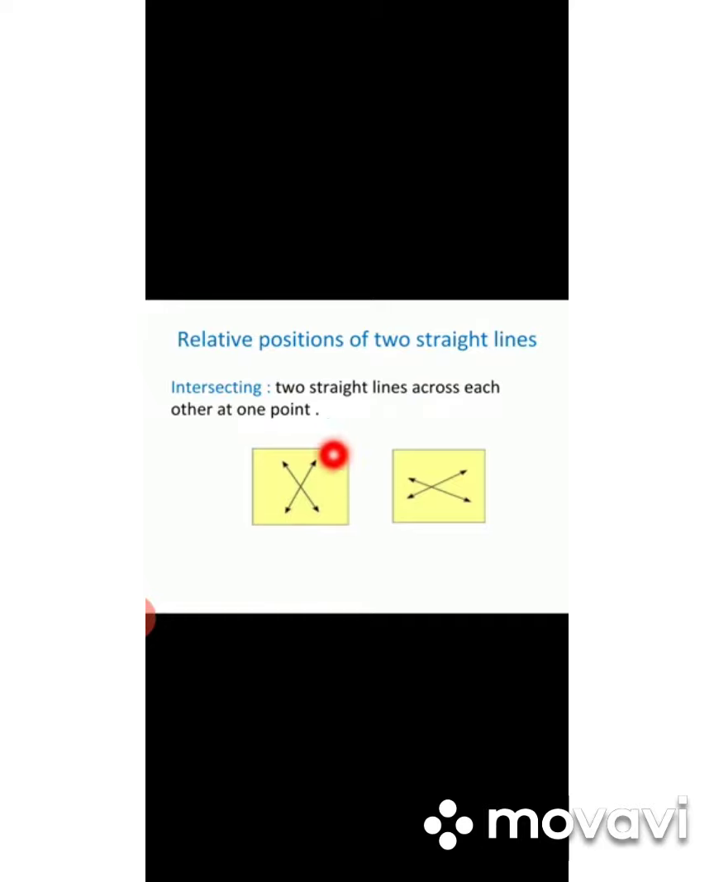Relative positions of two straight lines: intersecting. The two straight lines are called intersecting straight lines if they cross each other at one point, like in this figure. We have two straight lines crossing each other at one point, so they are called intersecting straight lines. In the other figure also, yes, we have two intersecting straight lines.